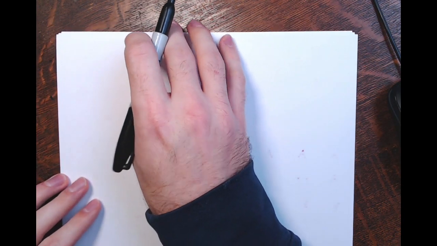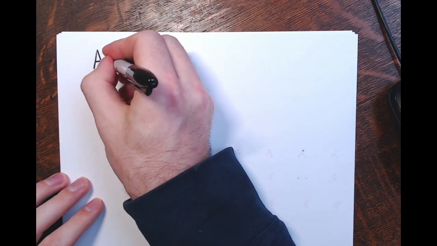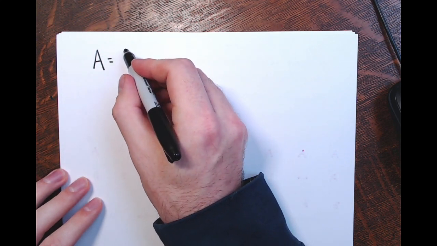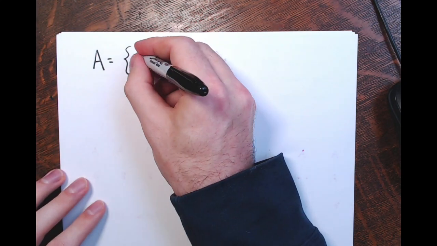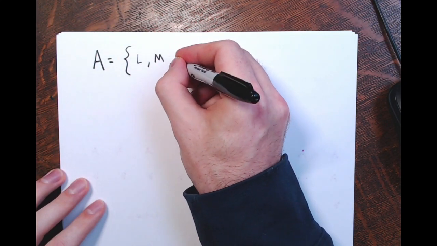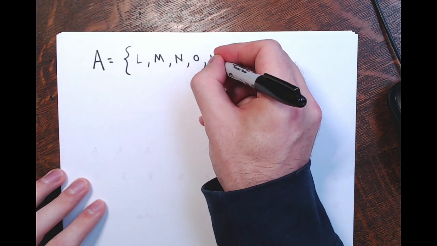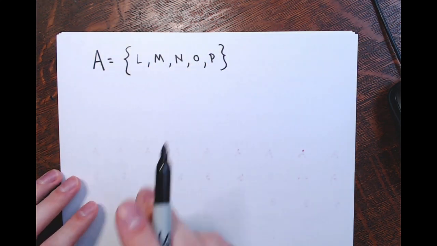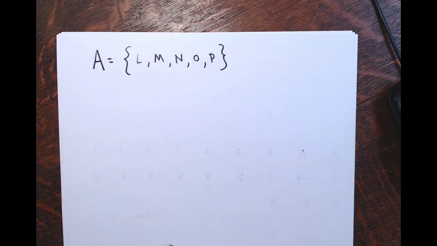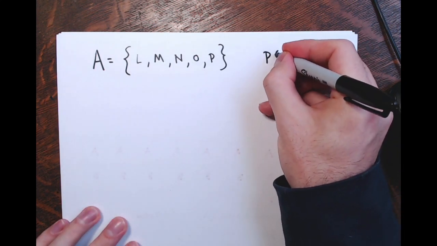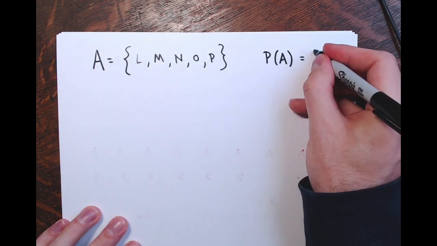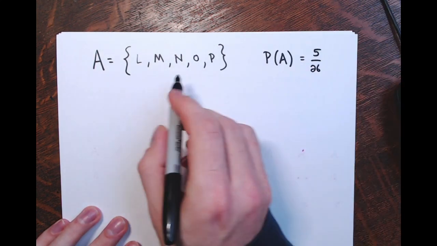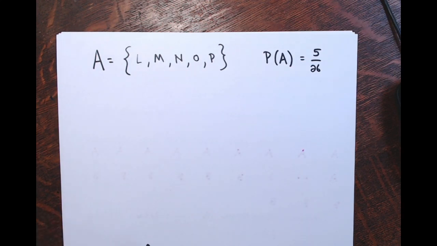So my denominator is going to be 26. Now again, let's say event A is selecting a letter between L and P. So this is selecting L, M, N, O, and P, right? Including them, it said inclusive, L, M, N, O, P. So the probability of selecting one of these letters is 5 out of 26, because there are 5 of these letters out of the 26 in the alphabet.